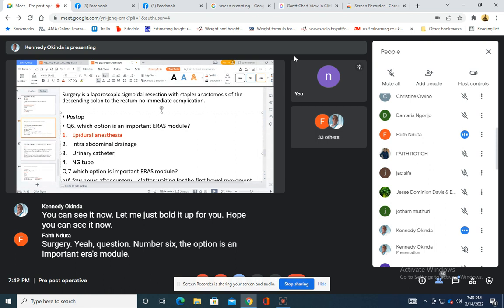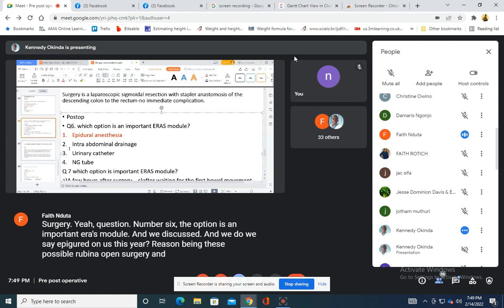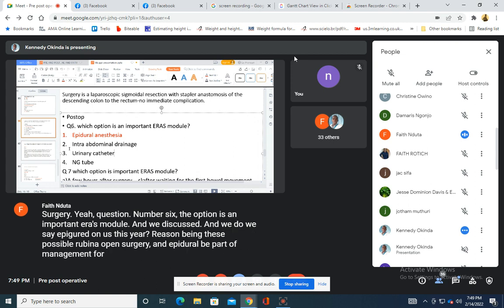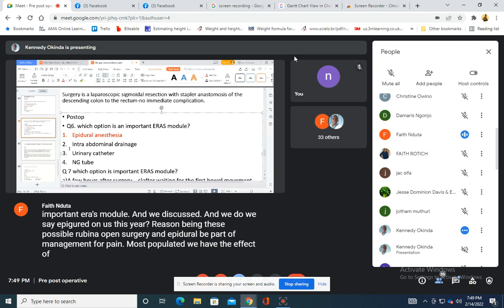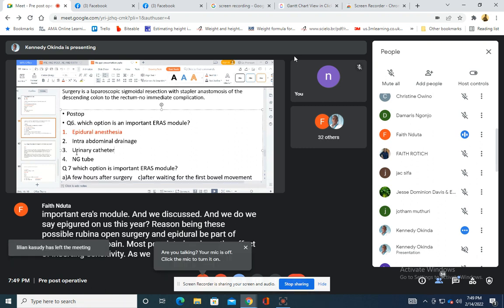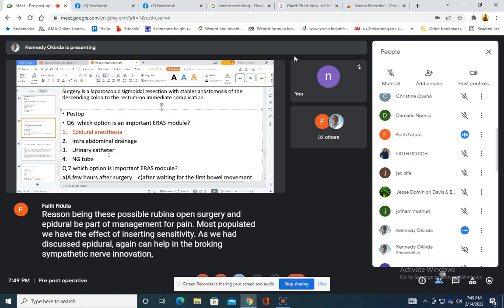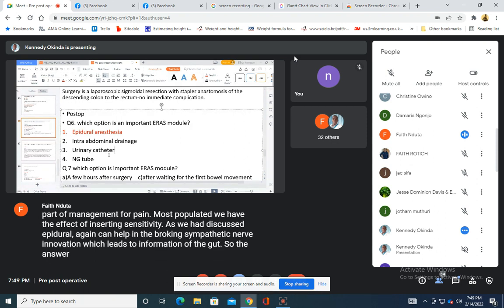We discussed and we say epidural anesthesia. Reason being this possibly will be an open surgery and epidural will be part of management for post-operative pain. We have the effect on insulin sensitivity. As we had discussed, epidural anesthesia can help with blocking sympathetic nerve innervation, which leads to inflammation of the gut. So the answer will be epidural anesthesia.